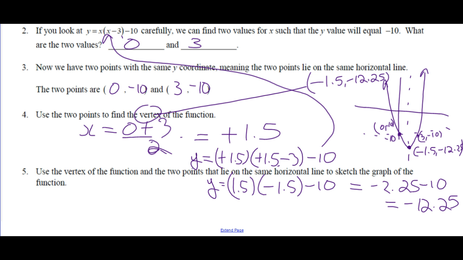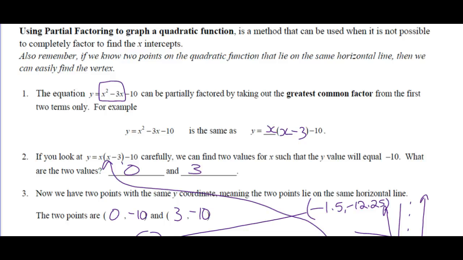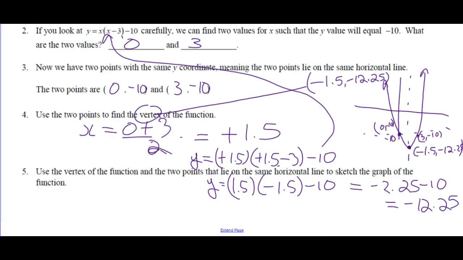To sketch the graph, so there's a sketch of the graph, right? So we have our negative 10, we have our horizontal line, this partial factoring, right? Really what we're looking for is the values of x that'll give me a negative 10 here. Yeah, we figured that out about 3 minutes ago.